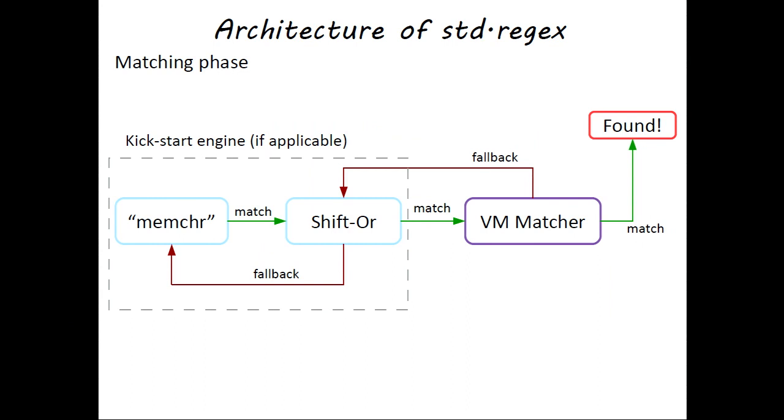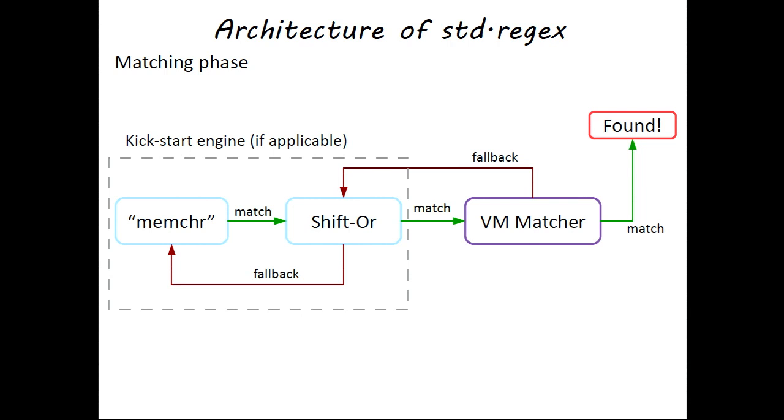So here's the matching phase. It can be viewed as a multi-layered filter architecture. We start with the most coarse one, that's memchr, for instance. That is the most coarse representation of a pattern at hand, with basically one character. If it matches, then we take something more sophisticated, let's say shift-or. Shift-or would represent a prefix of our regular expression. And if that matches, then we run the full-blown virtual machine. And if that matches, well, we found the match, so we are done here.